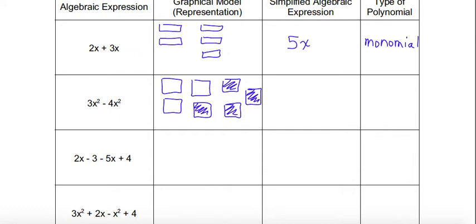So when we have one of each, so if we have one positive and one negative, those will cancel each other out so that those two then become 0. And I can do that for as many sets of the same shape that I have. So you can see that when I cross out my pairs, I'm left with just one large square. So I have negative x squared as my simplified algebraic expression. This is only one term, so it becomes a monomial.